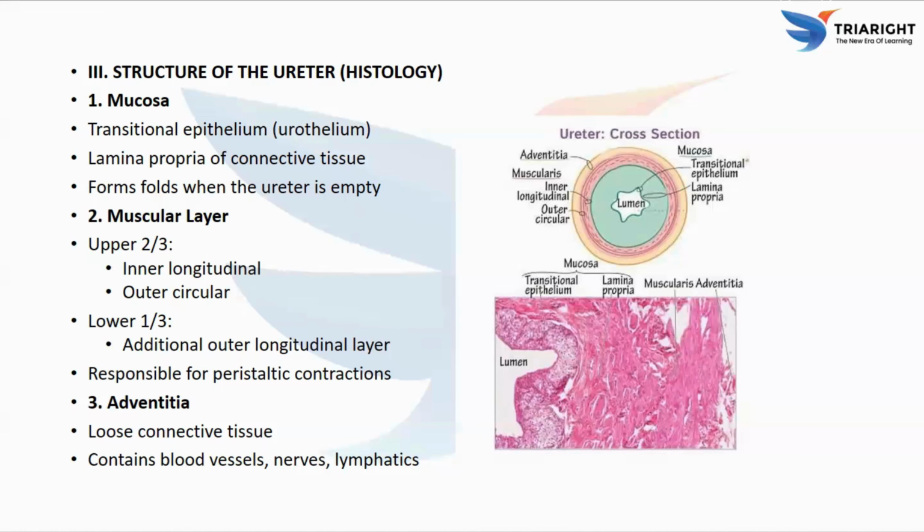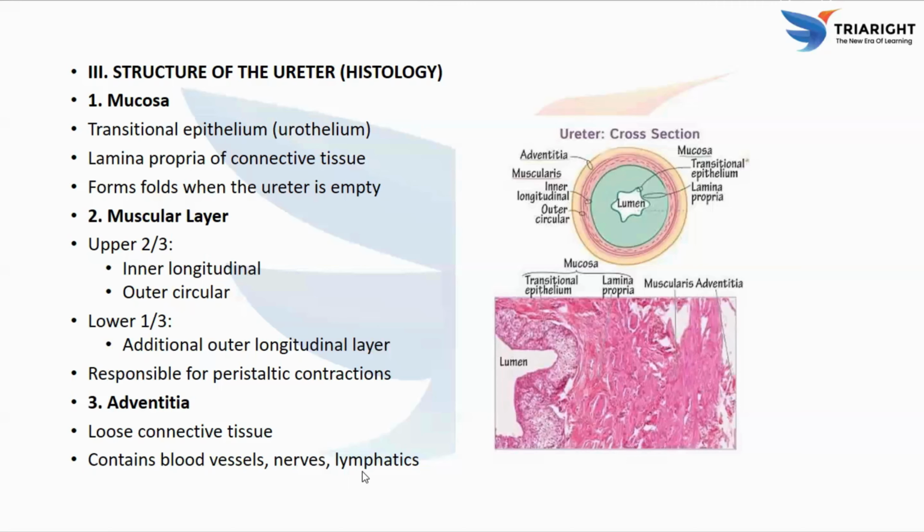Now, why is the extra muscle at the lower part? Because stronger contractions are needed to push urine into the bladder. So that's why we need extra muscle at the lower part. This also prevents backflow and helps to overcome the bladder pressure. Kidney stones often get stuck at these points where the peristalsis is weak or the lumen narrows. So this is about the muscular layer.